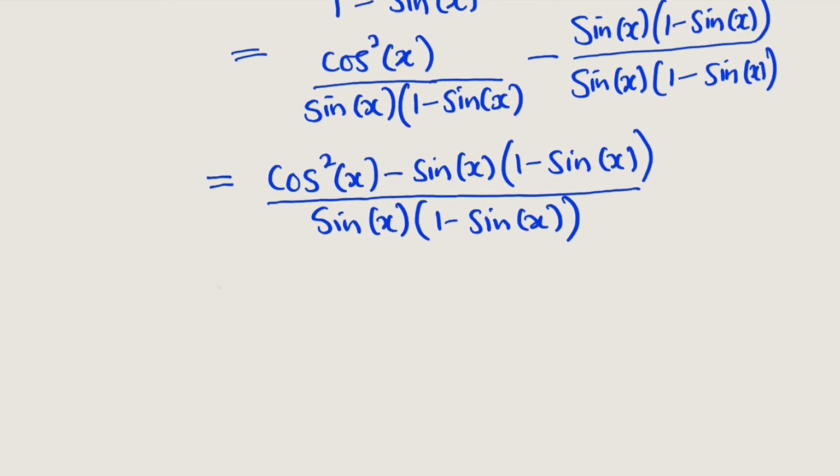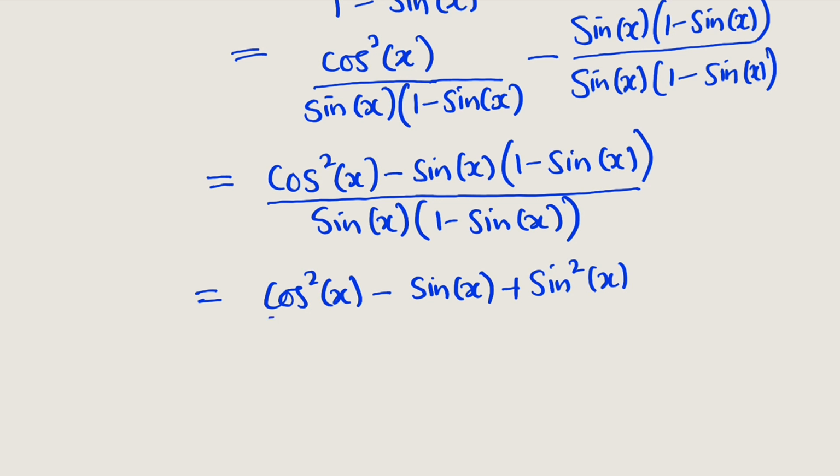All right, this is equal to, if we distribute negative sine x in here, cos squared x minus sine x when multiplied by 1, and minus minus we have plus. Sine x multiplied by sine x is sine squared x, all divided by sine x multiplied by 1 minus sine x.